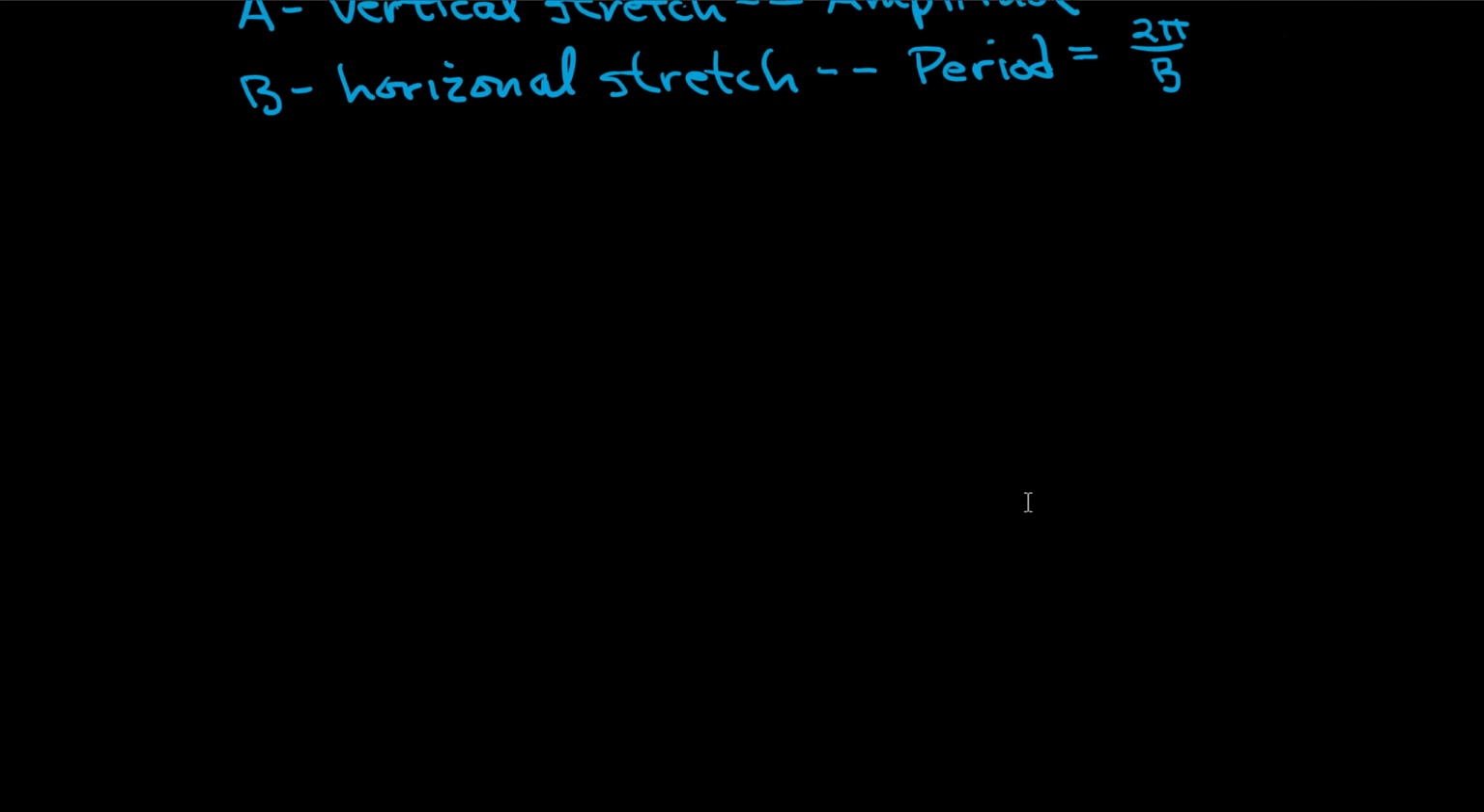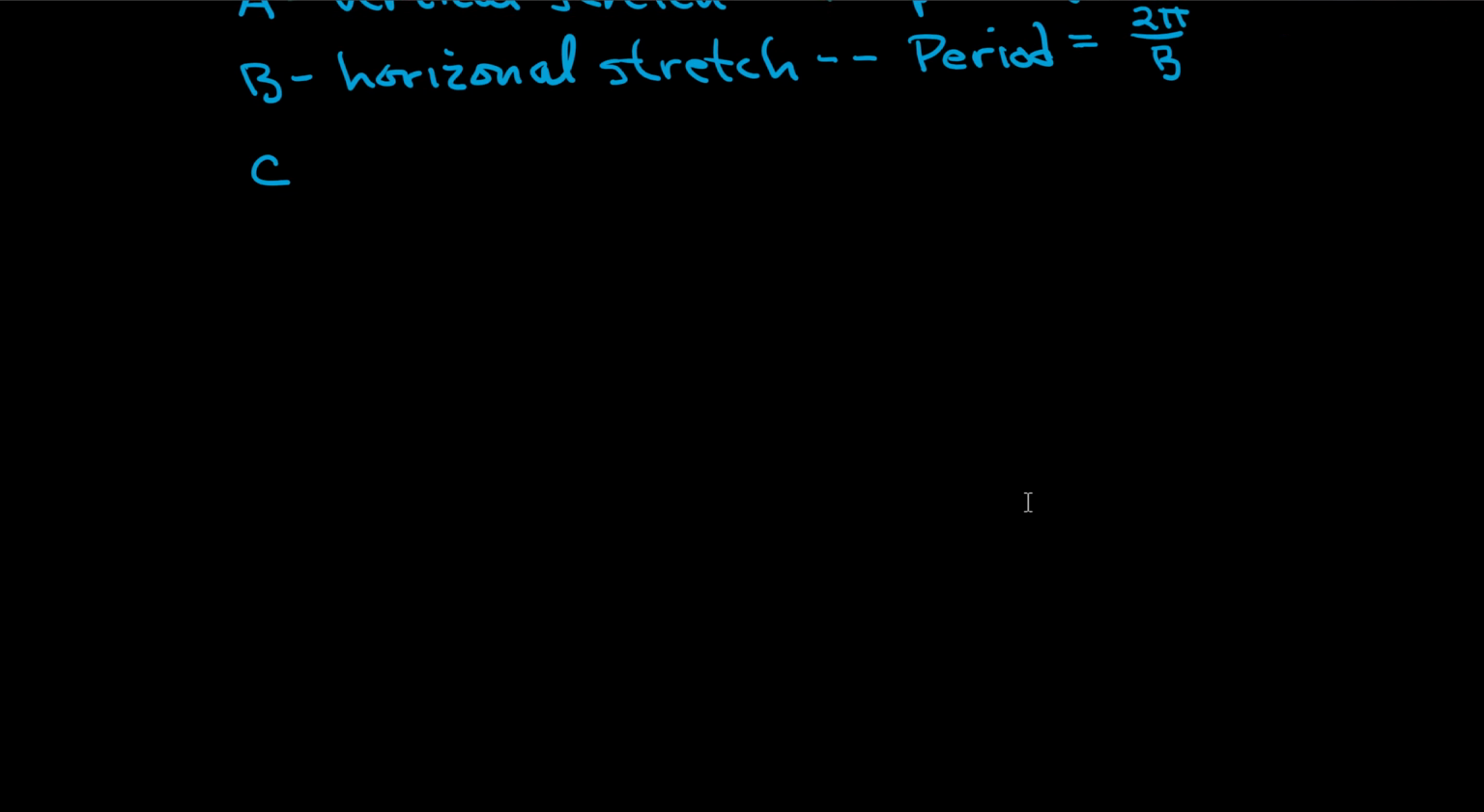That'll be important for developing graphs. C is going to wind up, well, let's put it like this, c over b, because we do wind up with a fraction inside there. This is going to be the horizontal shift. This is going to tell you, do we take the whole graph and move it to the left or to the right? If the c over b is negative, that means we move the whole graph to the right. If c over b is positive, that means we move it to the left.